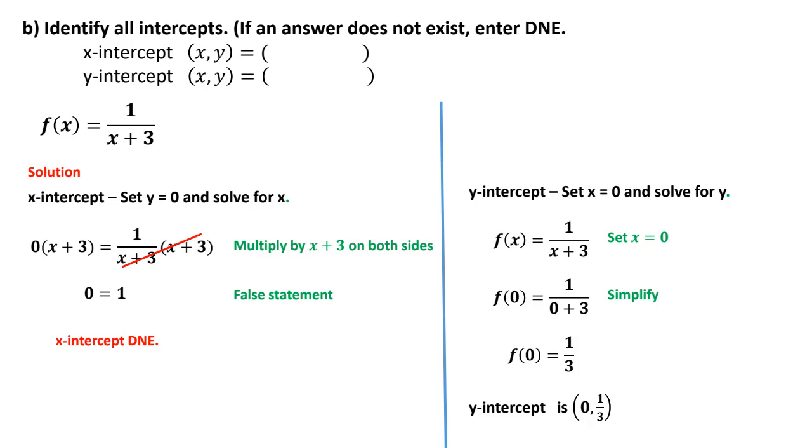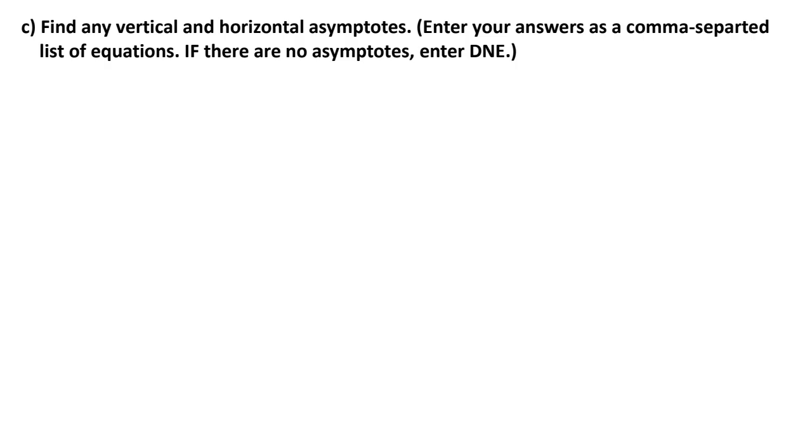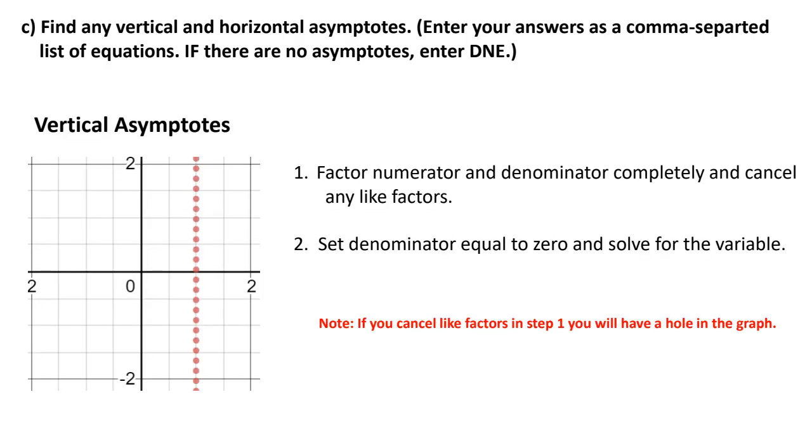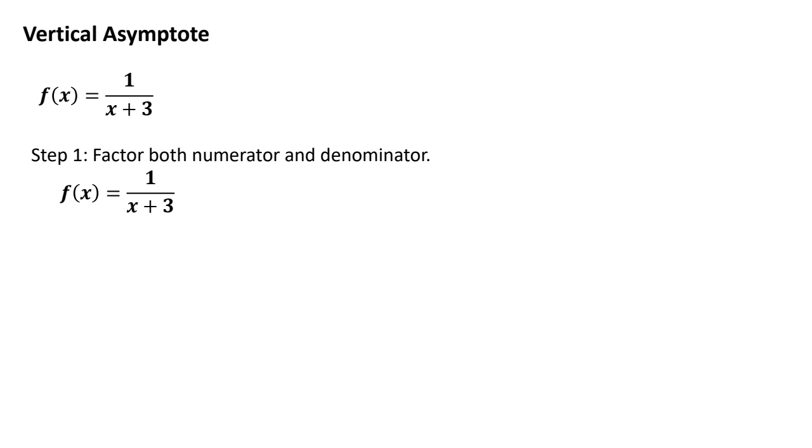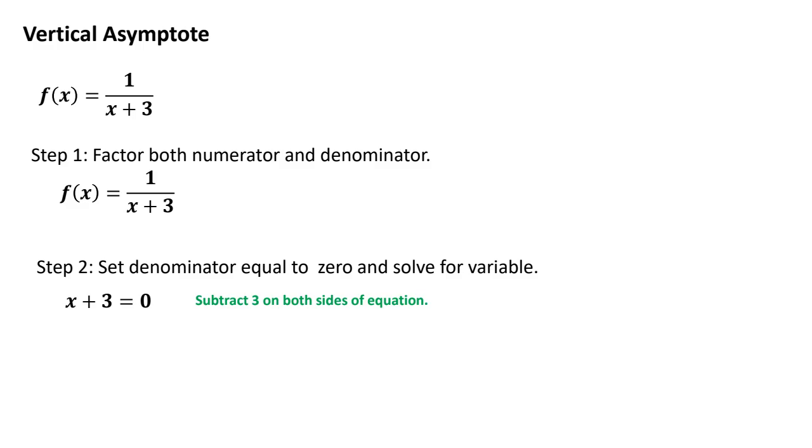Okay, so let's go ahead and find any vertical and horizontal asymptotes. We technically already found the vertical asymptote. The vertical asymptotes are any restrictions that we would have on our domain, right? So we never want the denominator equal to 0. That's what we did when we solved for the domain. We found out that x cannot be equal to -3. So this is the equation of our vertical asymptote.